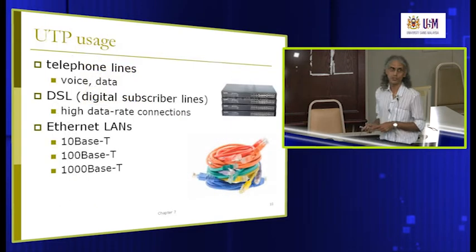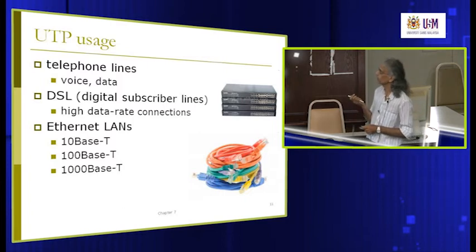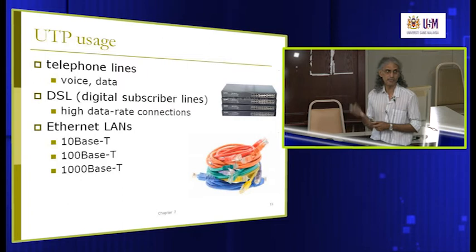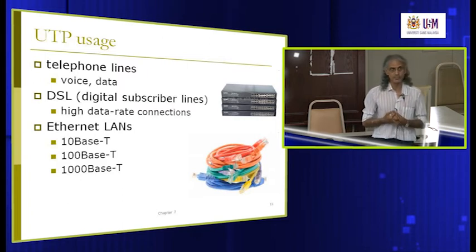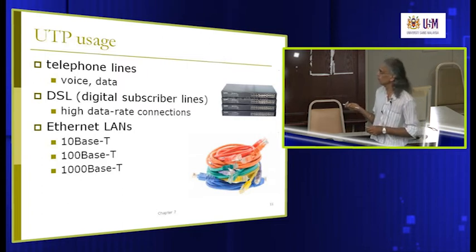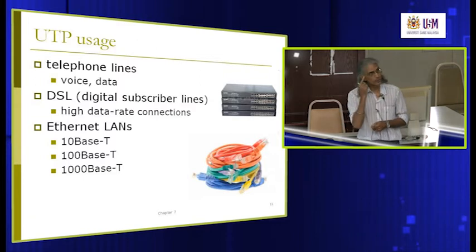So where do we use these UTP cables? We use them in telephone lines for voice communication, data communication, in DSL lines also for high-speed data transmissions, and also for local area networks, especially Ethernet local area networks. There are a few standards here which we will take a look at. There's one chapter on this, so we'll discuss this in that particular chapter.